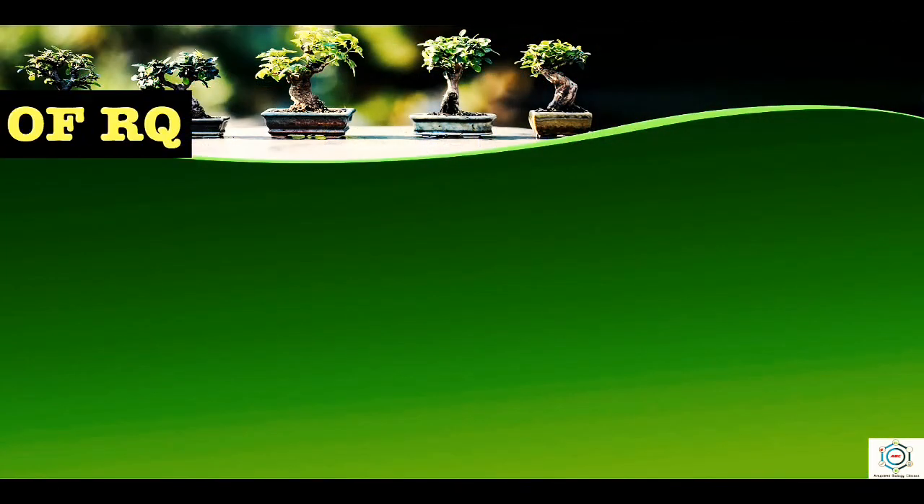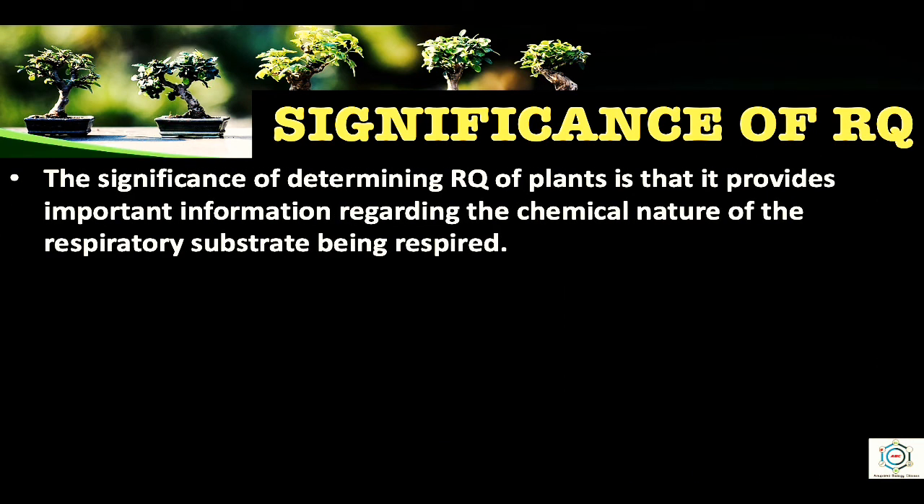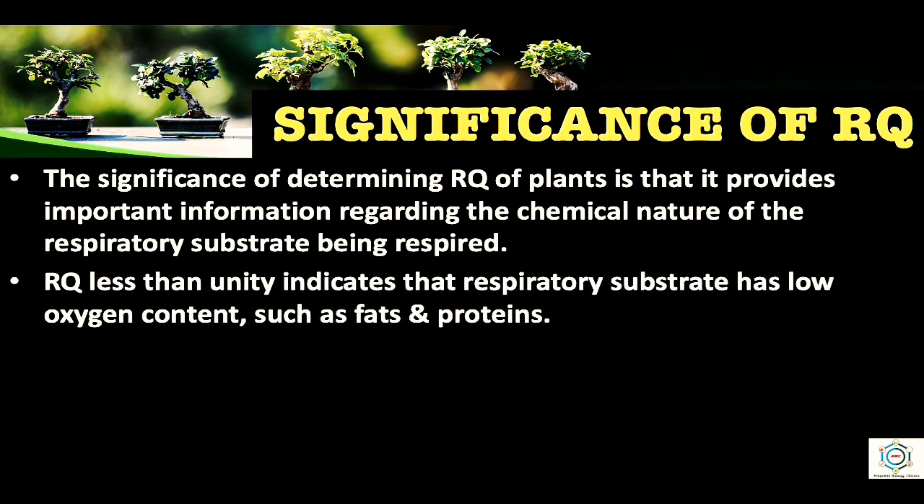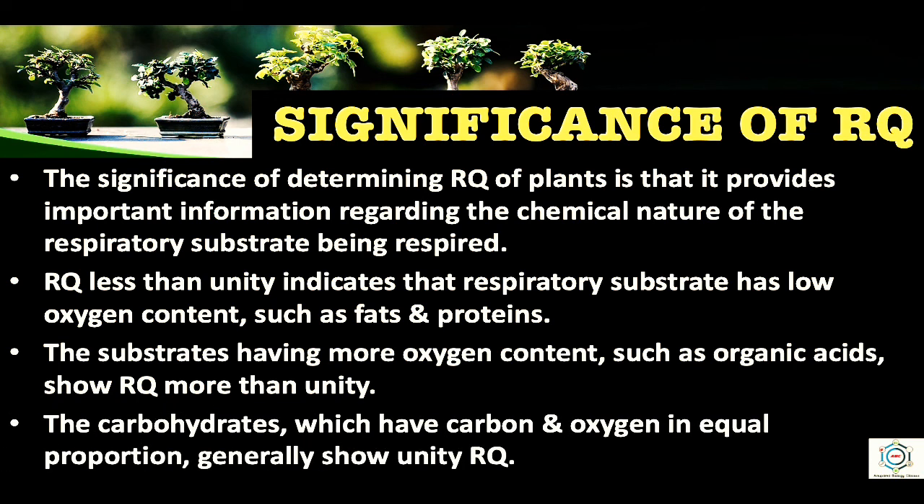After this, see here the significance of RQ. The significance of determining RQ of plants is that it provides important information regarding the chemical nature of the respiratory substrates being respired. RQ less than unity indicates that the respiratory substrate has low oxygen content, such as fats and proteins. Substrates having more oxygen content, such as organic acids, show RQ more than unity. Carbohydrates, which have carbon and oxygen in equal proportion, generally show unity, that means an RQ of 1.